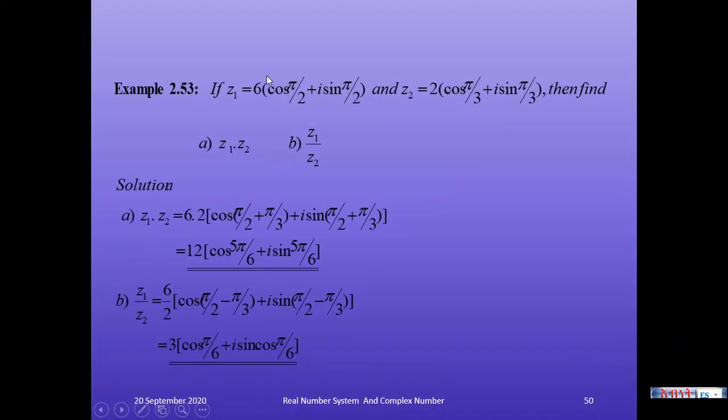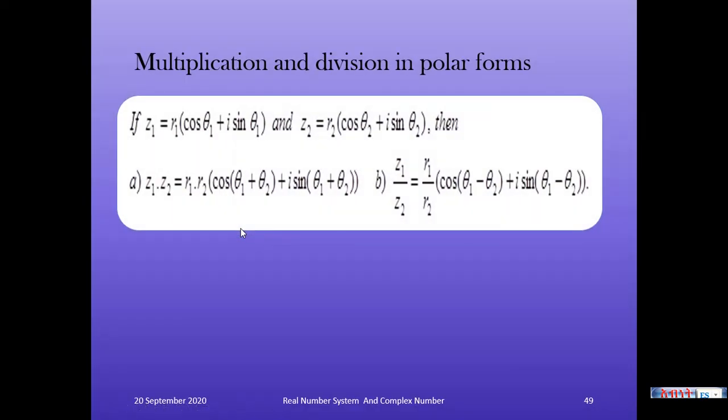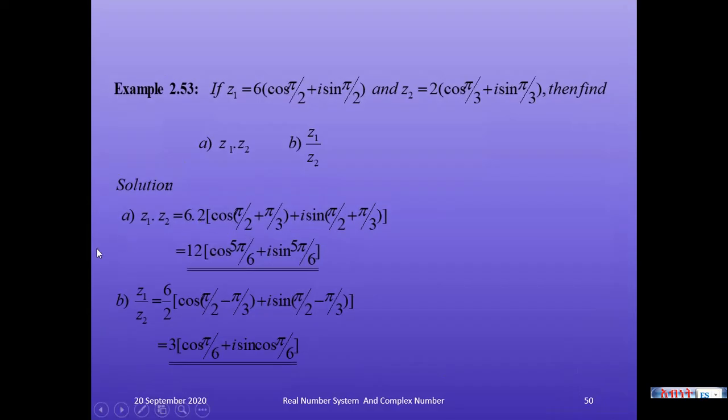For example, if z1 is this and z2 is this, find the product of these. Now it's simply using the above property. And finally, we'll get this. It's simply adding theta 1 and theta 2 and multiplying r1 and r2. It's given r1, so it's very easy.